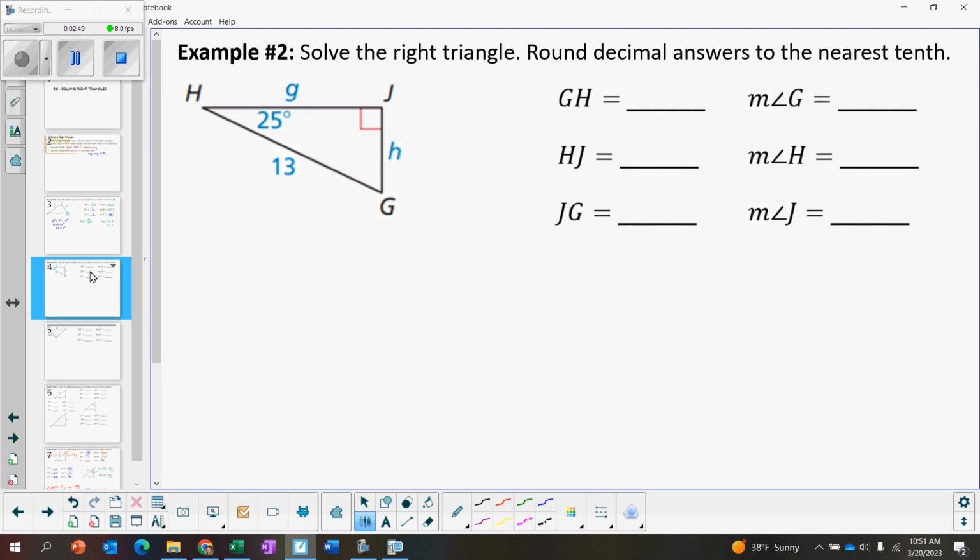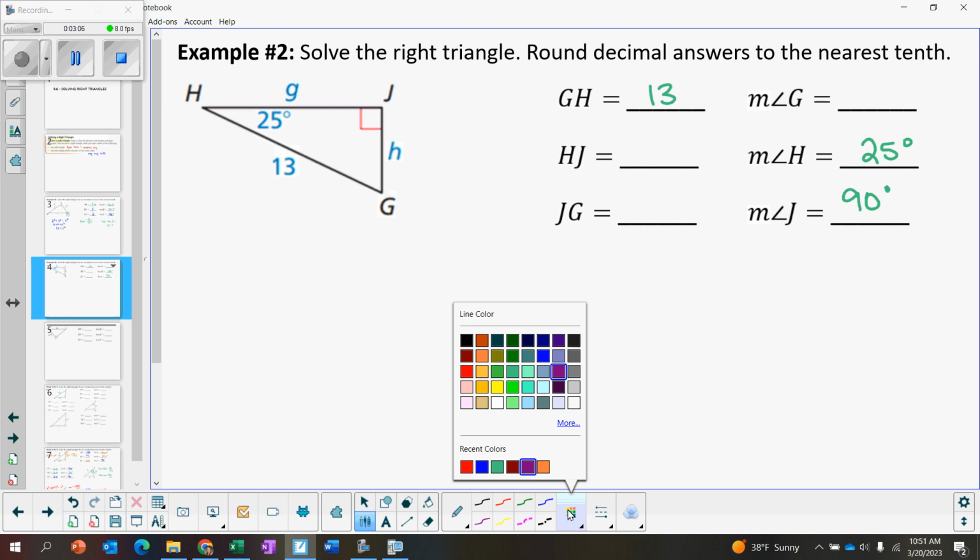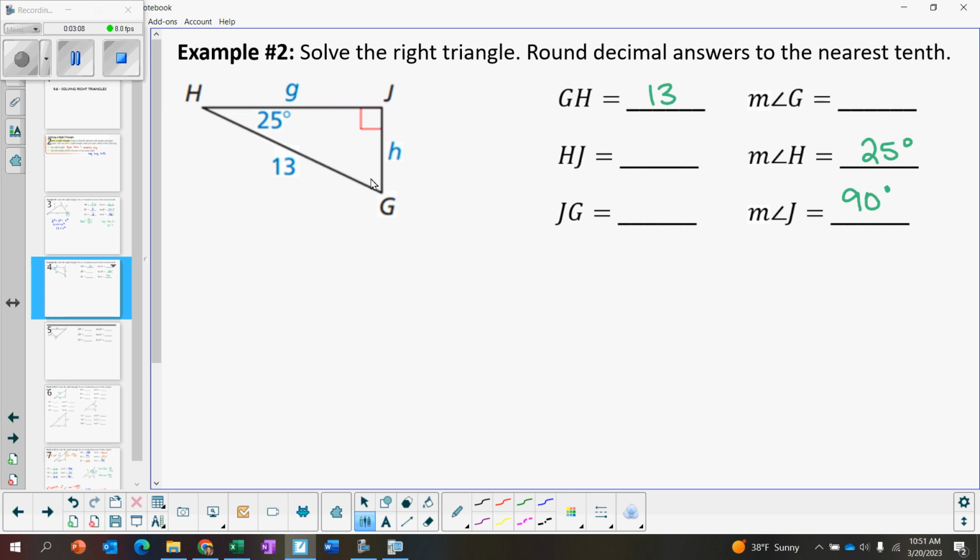All right, this next one, I know one side and one acute angle. So I know that the measure of angle H is 25 degrees, and the measure of angle J is 90 degrees. And I know HG or GH is 13. So I have to find the other 3 things. I could right away find angle G because 90 minus 25 is going to give me 65. So my last angle is 65 degrees. All right, I was given 25 though, so this is O, A, and H.